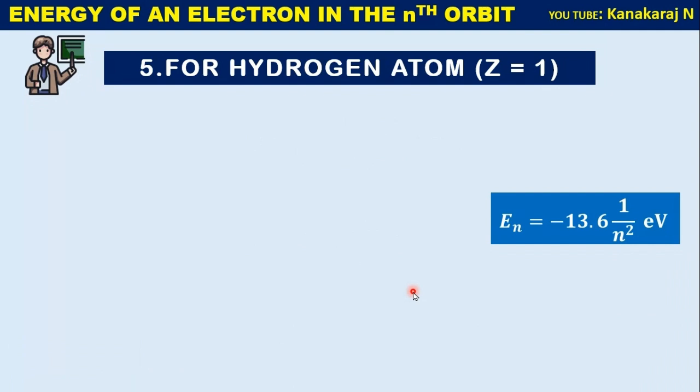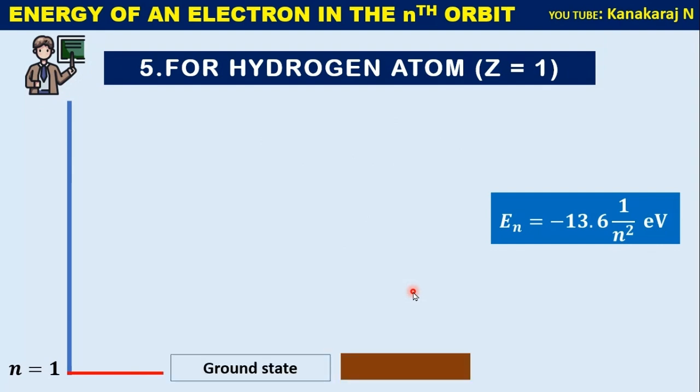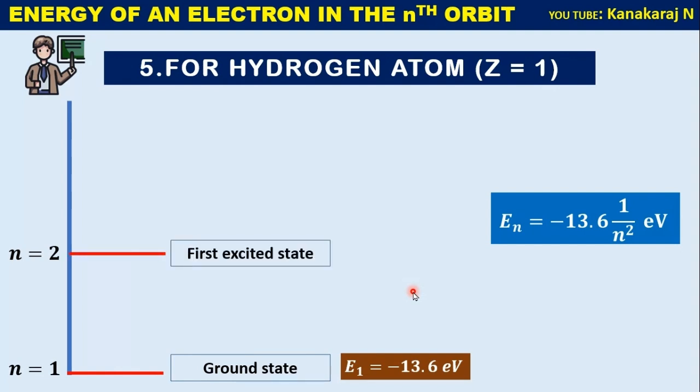Let us go for the energy states. N equals 1, the first energy state, we call it the ground state, where the energy is E1 equals minus 13.6 electron volt. N equals 2 is the second state, the first excited state. The energy here is E2 equals minus 3.4 electron volt.